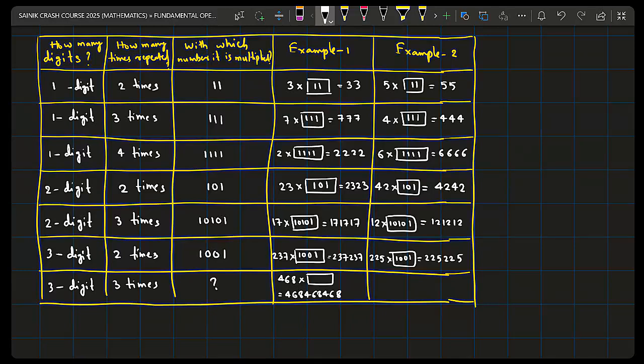Pranay, can you give the answer? Sir, 1001001. Very good. 1001 and again 001. See, let me write here.